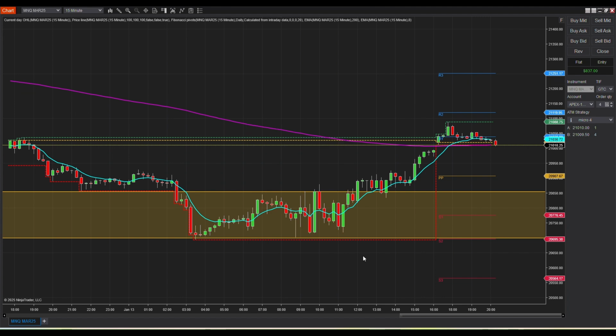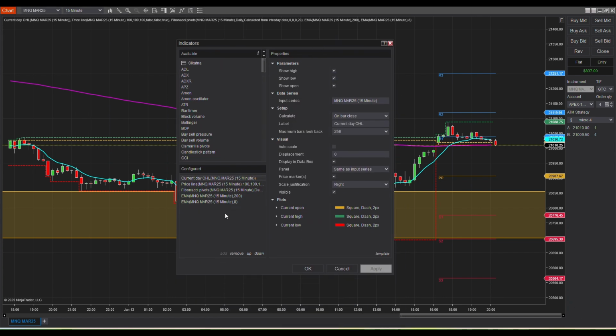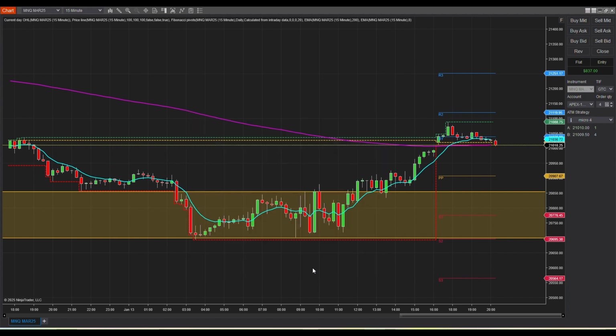So I'm going to go here, indicators. Okay, let's look at what I have on here. These are all free on InduTrader. You can just search indicators and pull these up. I've got the current day open, high, low, the price line, the Fibonacci pivots, and exponential moving averages. I've got the 200, and the 8 is more for scalping momentum. I want to see where that scalping momentum is at. So that's all the indicators I have on here.